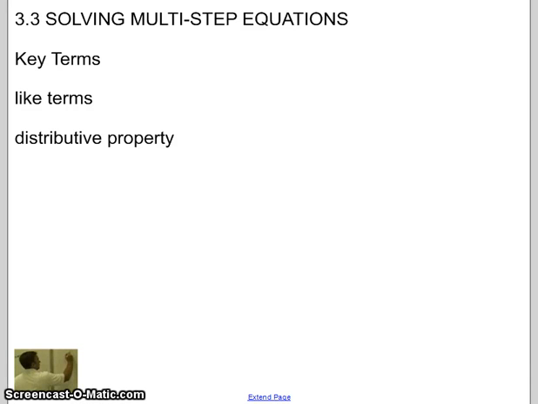Alright, in section 3.3 we're going to solve multi-step equations. We're going to combine everything together and solve larger and larger equations, not just one step or two steps. Okay, we're going to solve multi-steps.